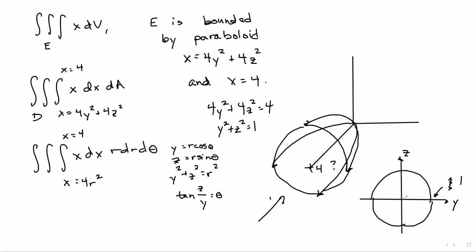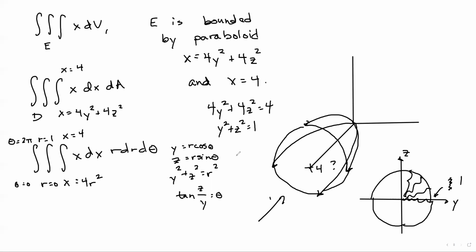Recalling the way that our r bounds work, we want to go from the center most part of the circle to the outer edge. So from the center to the outer edge looks like that. So we want to go from r equals 0 to r equals, what's the outer edge? It's 1. And then we want to do that from theta equals 0 to theta equals 2 pi. And that gives us our integral.